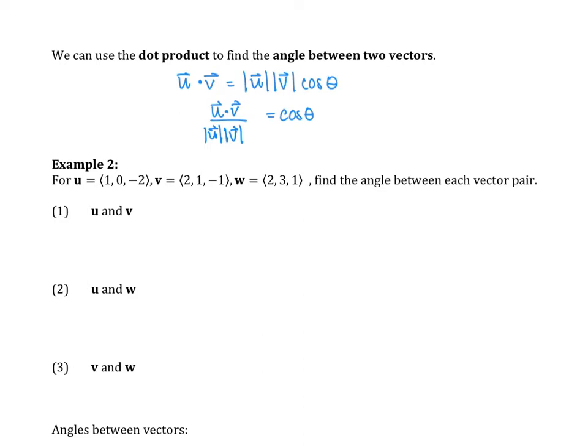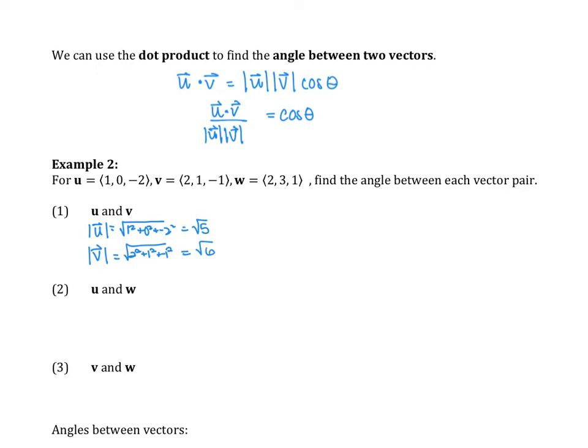Okay, so let's try an example. Let's try this first example. It says, let's find the angle between u and v. The first thing we need to do is find the magnitude of u and the magnitude of v. If I find the magnitude of u, I get the square root of 1 squared plus 0 squared plus negative 2 squared, which is the square root of 5. And the same thing with the magnitude of v: 2 squared plus 1 squared plus negative 1 squared equals the square root of 6.